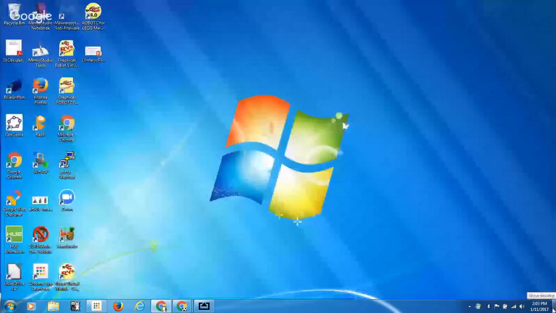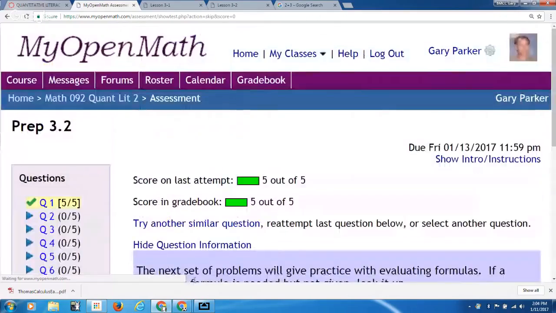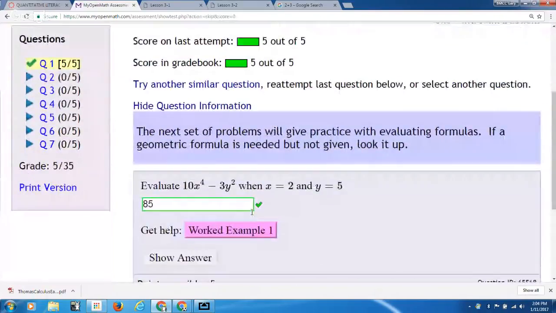So you get to play around with this particular exercise and try them out. Let's see if I got it right. 85, submit. Excellent, I got it right. All right. If anything seems hard, you don't get it right the first couple tries, it's always a good idea to try a similar one.